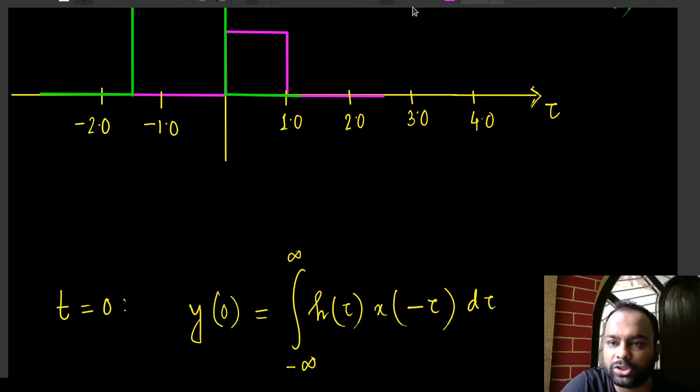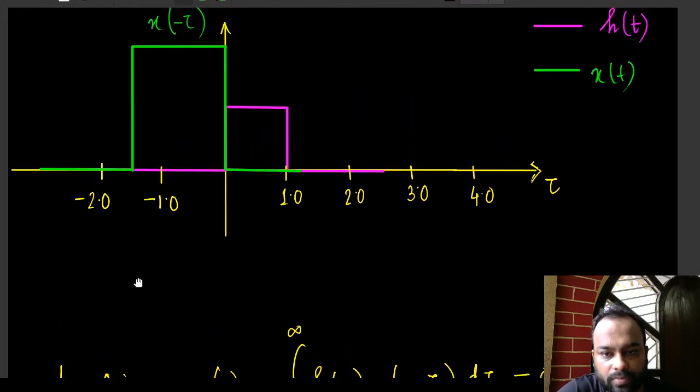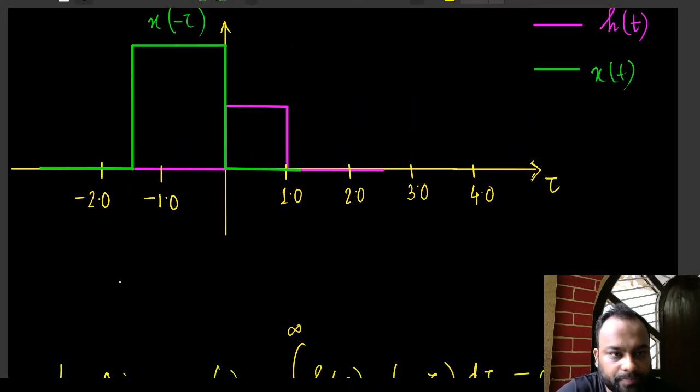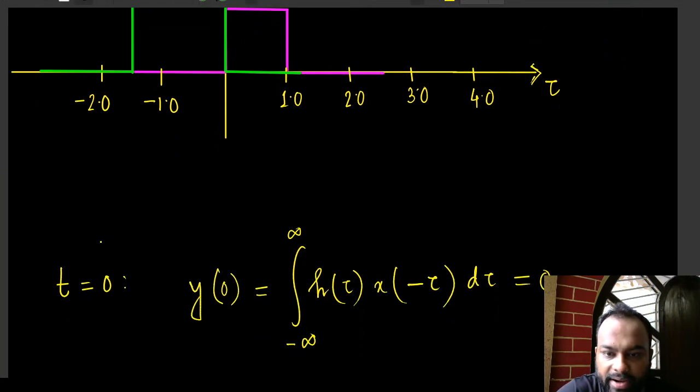Let me know if you understood what I just said. So this integral is 0. No question about that. I believe you got that, right?